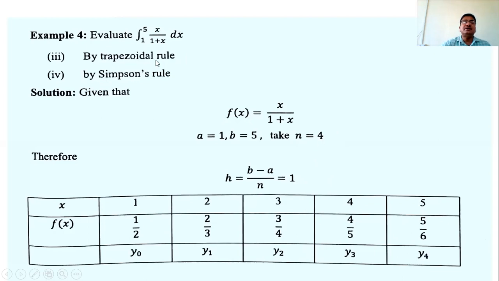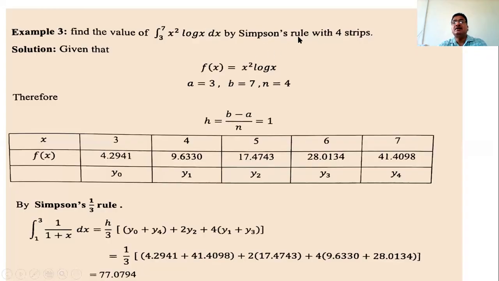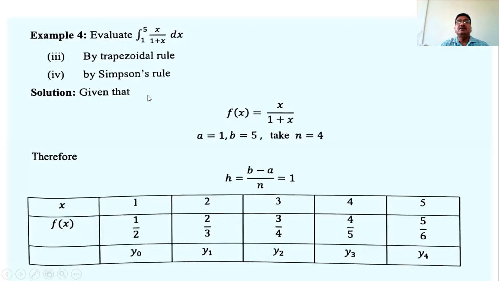Here there is no instruction about the number of subintervals. In the previous problems, there was an instruction about subintervals, that is 4 steps. So n is 4, but here there is no instruction, and that's why we decide the number of subintervals. This number n is equal to 4 or 5 or 6 or 7 or 2.